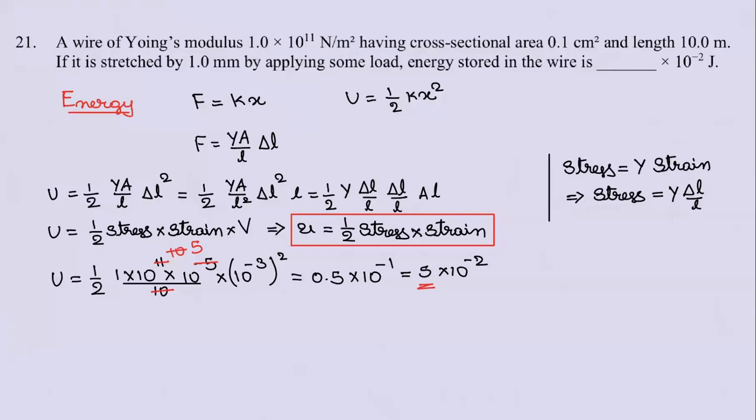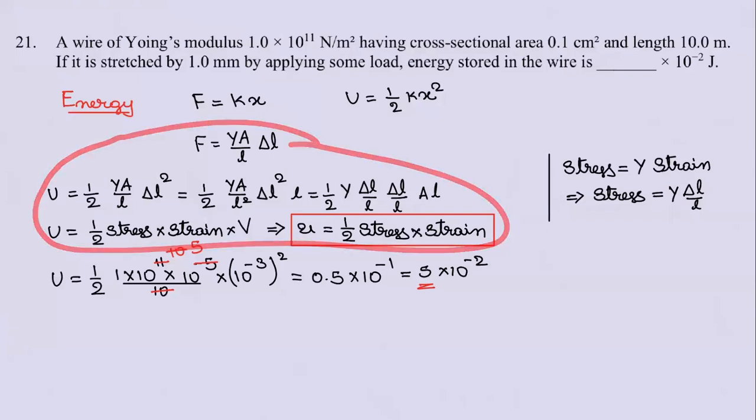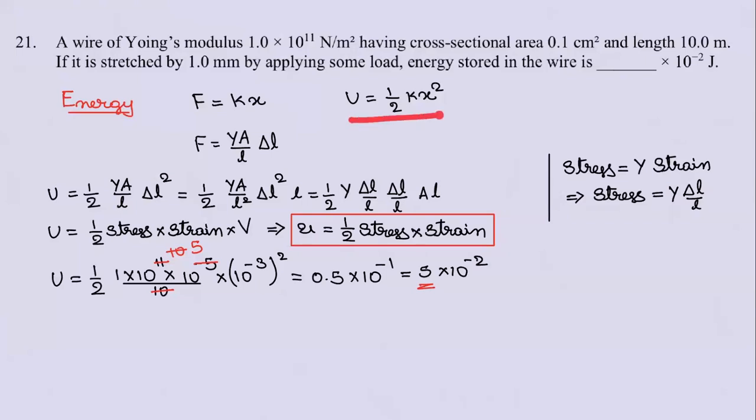If you are interested, you just remember this discussion, or else just leave it. Directly take, tell me, U is equal to half k x square. K is Ya by L. X is equal to delta L. Solved. Go ahead with question number 22.